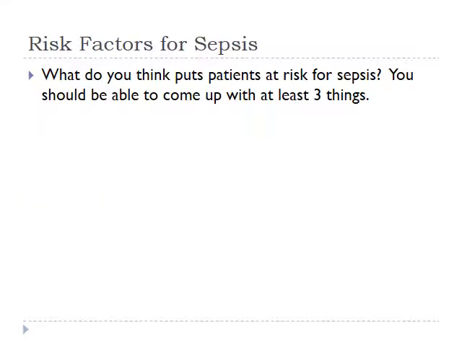What do you think puts patients at risk for sepsis? Think of the patients that you have seen that are septic. Think about their age. Think about their personal habits. Think about other factors that could put a patient at risk for sepsis. So again, I'm going to give you a couple minutes here to think about what puts patients at risk for sepsis.